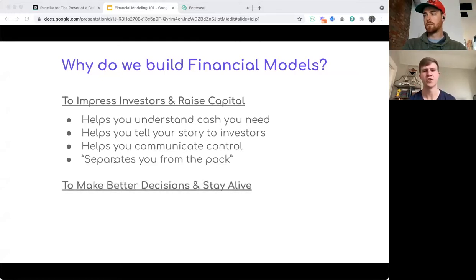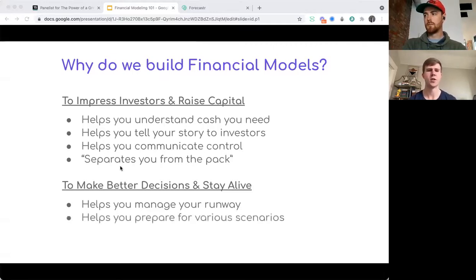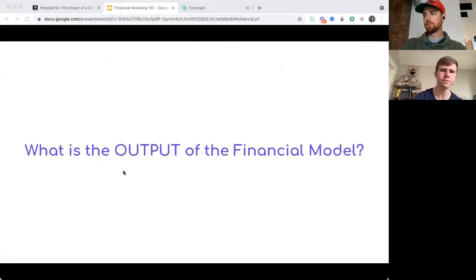Again, a financial model is a simulation of your business. It'll allow you to make informed decisions. So it'll help you figure out the best ways to spend money in order to manage your runway. It'll also allow you to create a multitude of scenarios and find the optimal path. And these two values are super, super important. They can't be understated: help you raise money, help you stay alive. Both of these are super, super important.